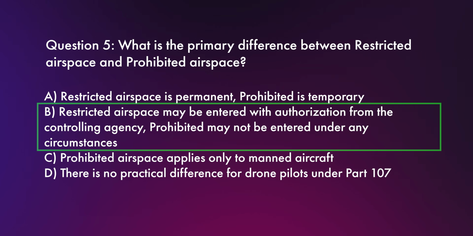The answer is B. Restricted airspace can be entered with authorization. Prohibited cannot. This distinction is reliable exam material and also practically useful. A restricted area near a military base might be flyable on a Saturday when training isn't scheduled, so always check. A prohibited area is never flyable.